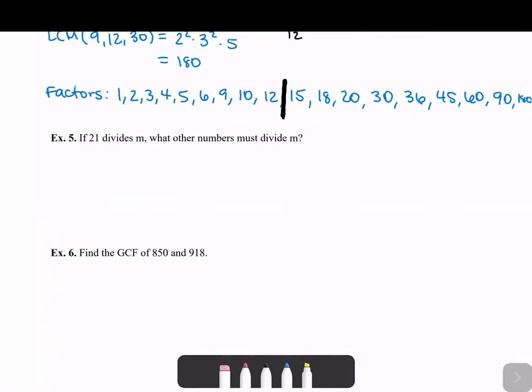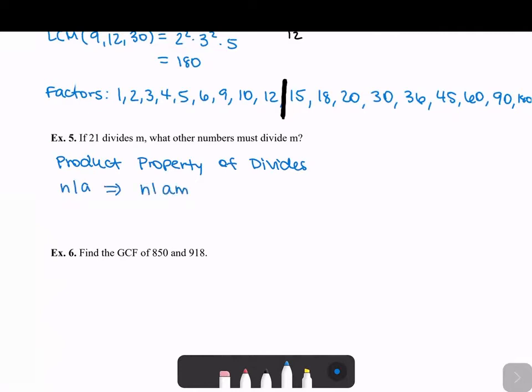So this is talking about the product property of divides. So let me just write that down. The product property of divides. Remember, it says if some number n divides a, then n divides any multiple of a. So if 21 divides a number, then... this actually isn't the product property. My apologies.